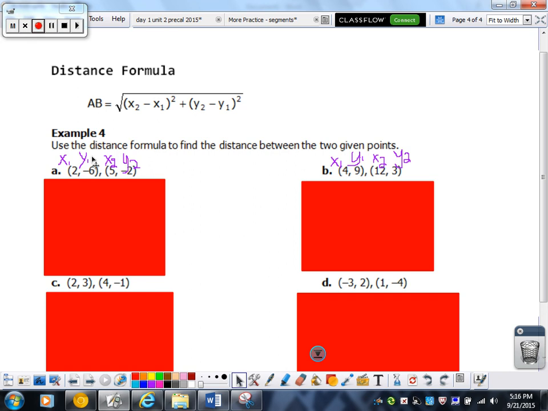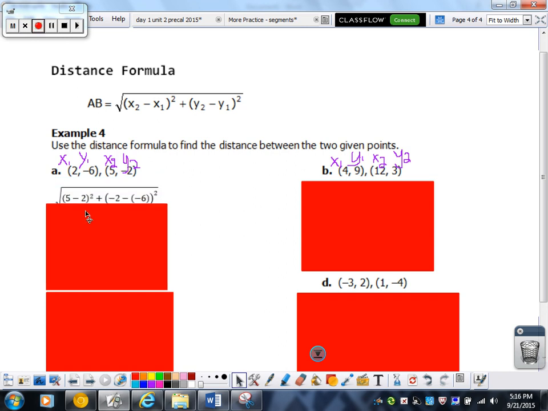So we're just going to plug all these points into my formula above. x2 is 5 and x1 is 2. So 5 minus 2 squared plus negative 2 minus 6 squared. 5 minus 2 is 3, and since we're subtracting a negative here, this is going to become negative 2 plus 6, which gives me 4.